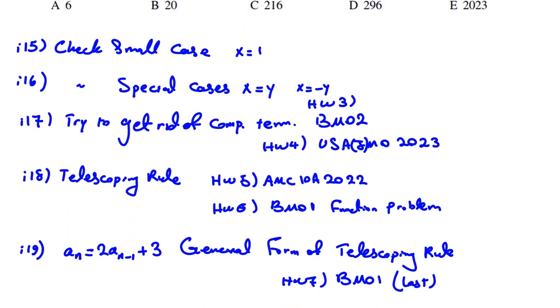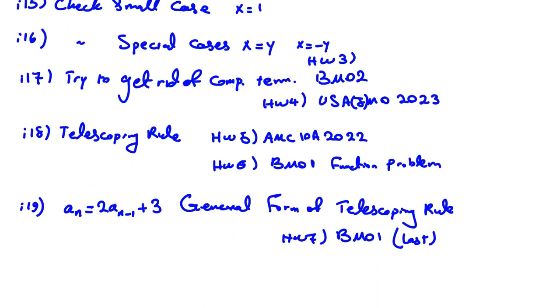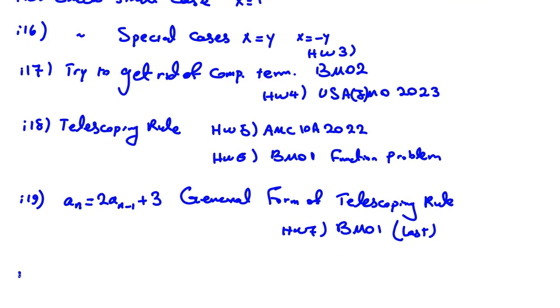Okay. We have also other ideas in functions. For example, one important idea, I-20. Check to see, is it 1-to-1?